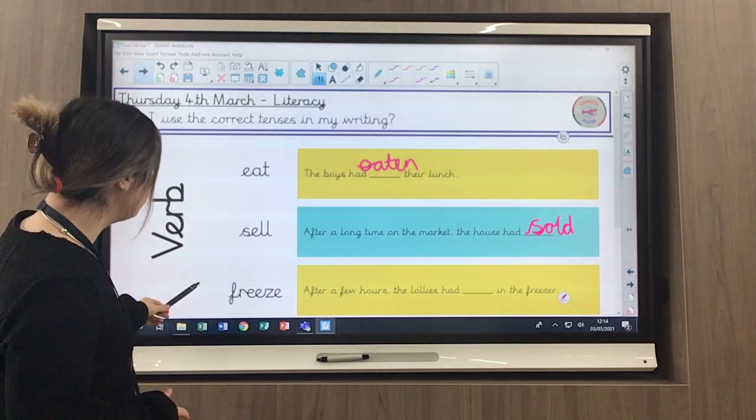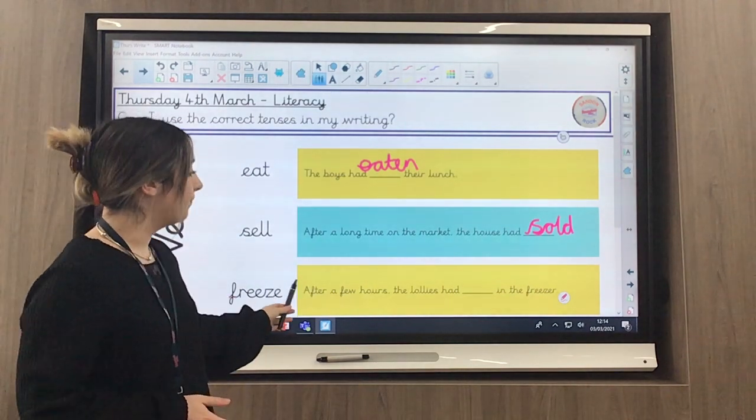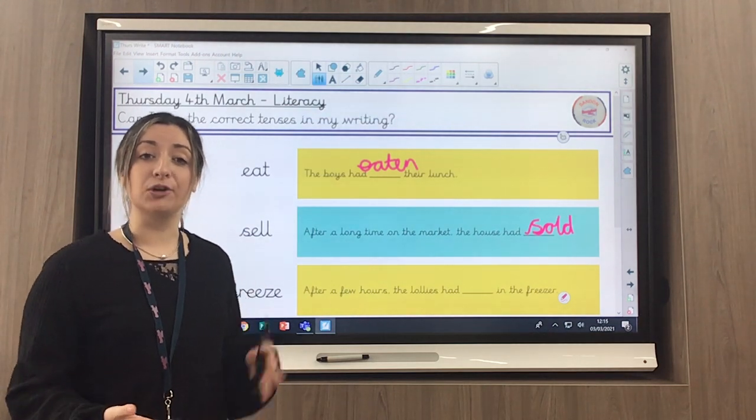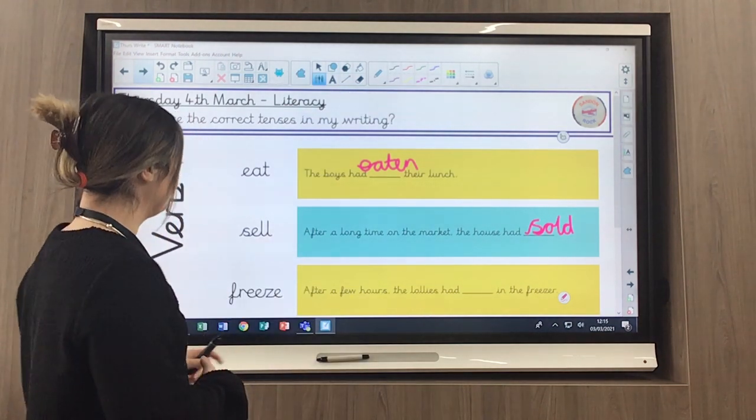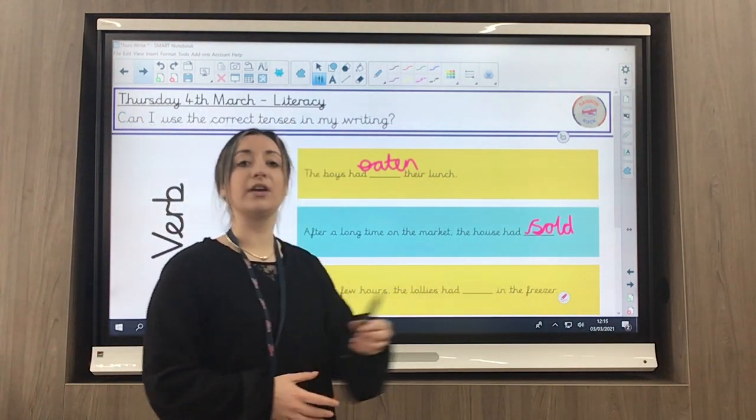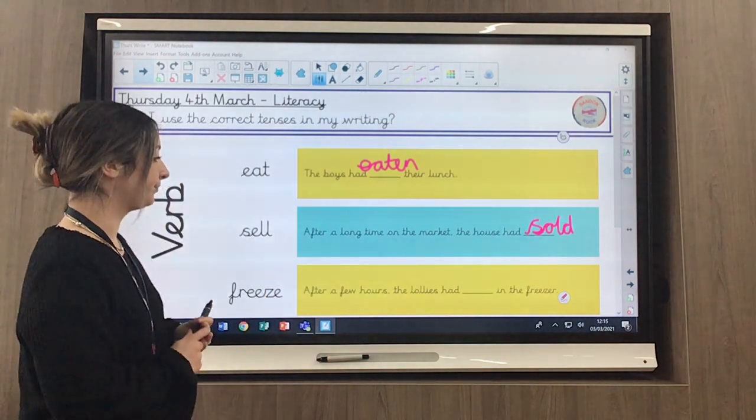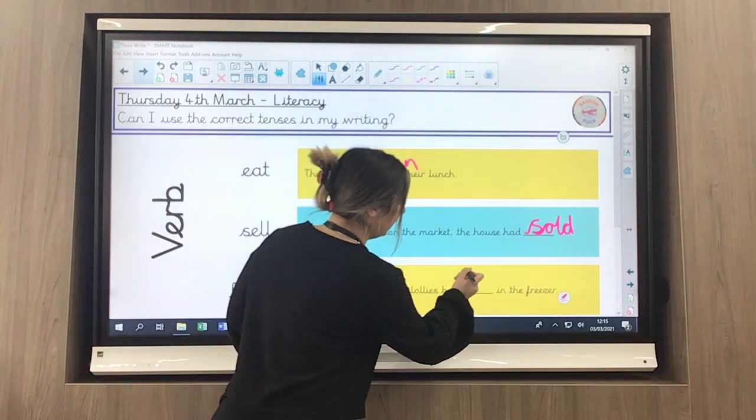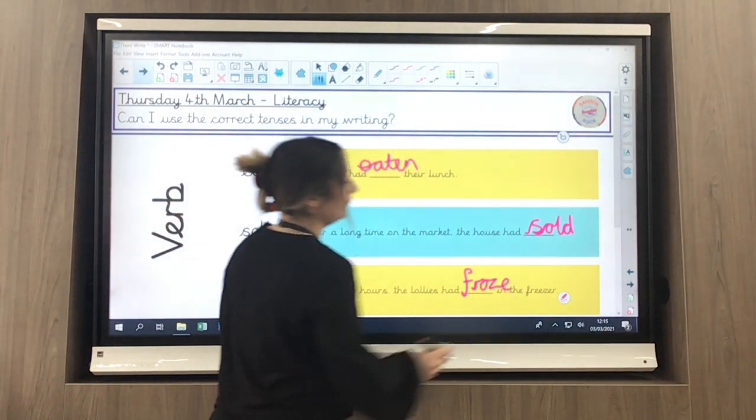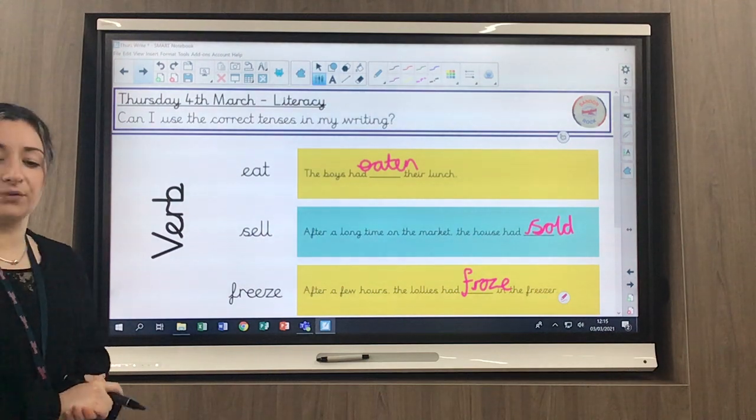Now let's move on to my third and final sentence. The verb is to freeze. And I need to fill in my blanks with the past tense for freeze. If you already know it, well done, but let's try and add it into the sentence. After a few hours, the lollies had in the freezer. Past tense for freeze. What could my word be? Okay, well done if you spotted it at home. It should be froze. After a few hours, the lollies had froze in the freezer.